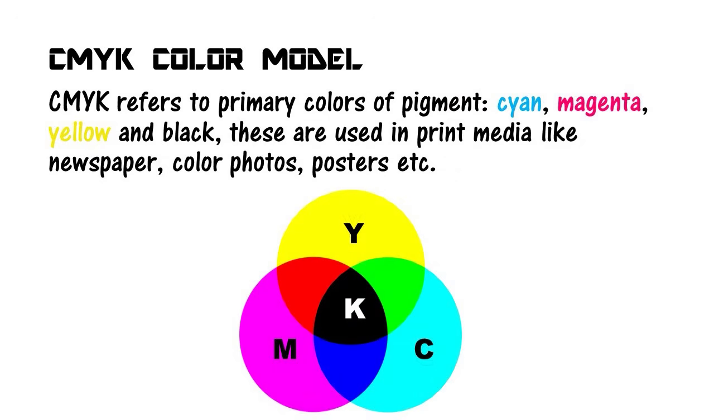So for that we use the CMYK color model. CMYK stands for cyan, magenta, yellow and K stands for black. These are used in print media like newspapers, color photos, posters, books and all the stuff which is not related to digital displays. So we use the CMYK color model.